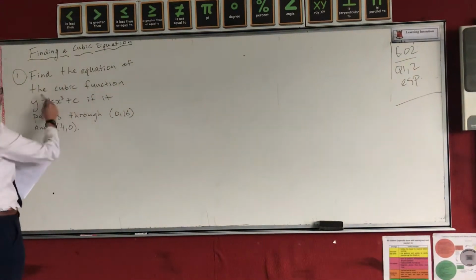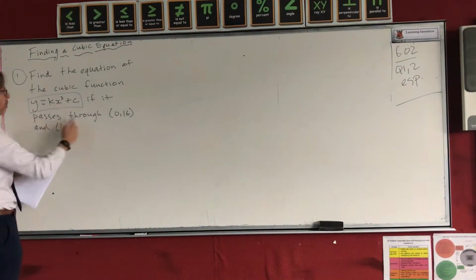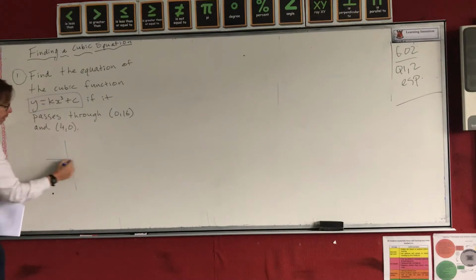Find the equation of the cubic function y equals kx cubed plus c, if it passes through (0, 16) and (4, 0). Now, straight away, without too much thinking, I'm going to try and get a picture of what this looks like.